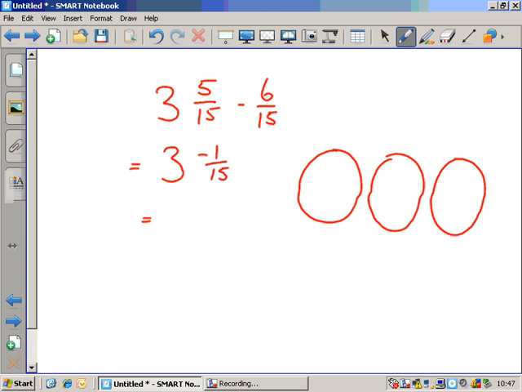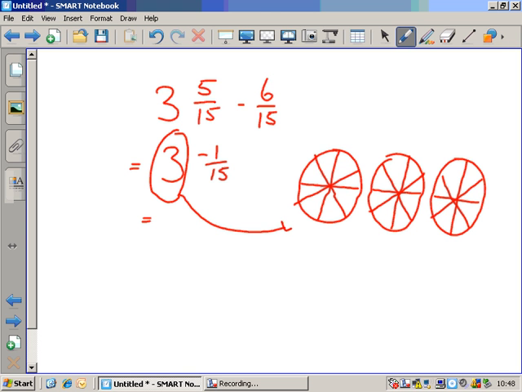Here are three pizzas. It's always pizzas. Here are three pizzas. I'm dividing them in 15ths here. Obviously these are not 15ths, these are representations of 15ths. This is my 3 right here: 1 plus 1 plus 1. That's my 3 whole pizzas.